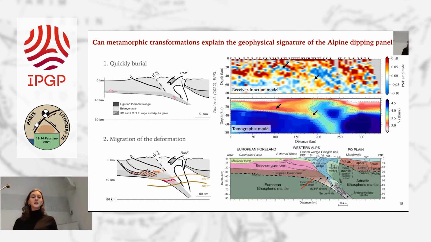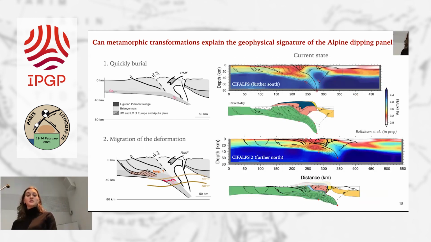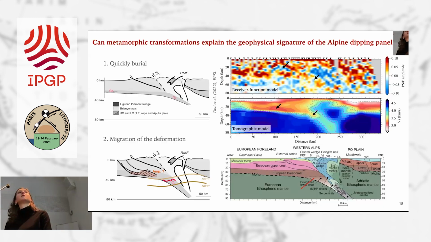And then as the deformation migrates to the front of the belt, the large thrust at the surface roots here, allowing a distributed deformation and the reaction of the rocks in their PT equilibrium domain, which this time is the amphibolite facies domain.